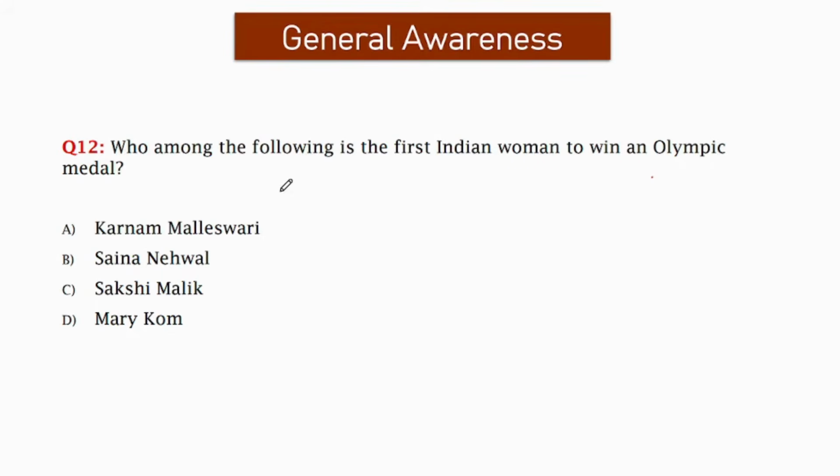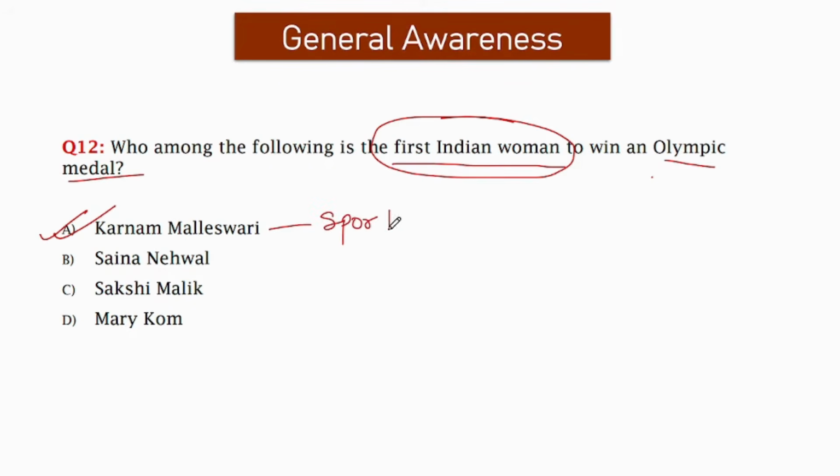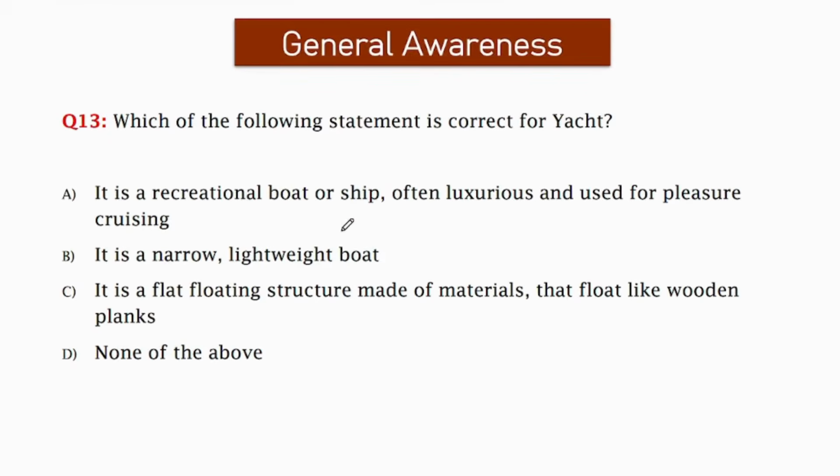All right. So you have to answer now. Who among the following is the first Indian woman to win an Olympic medal? The right answer is Karnam Malleshwari. In the comment section, you give me the sport she belongs to. Okay? Move on to the next question.